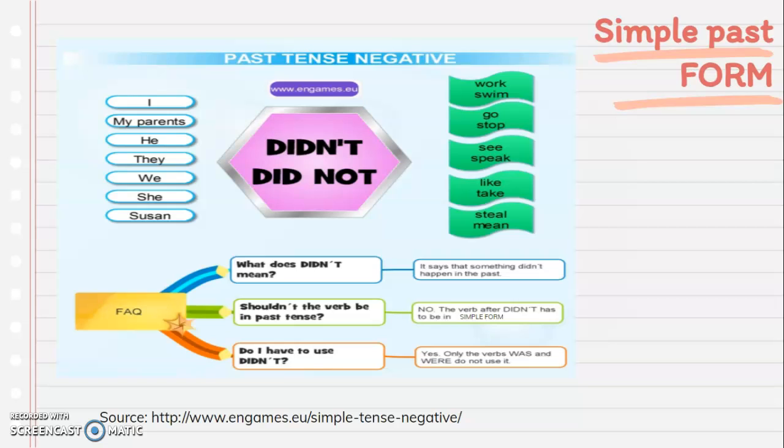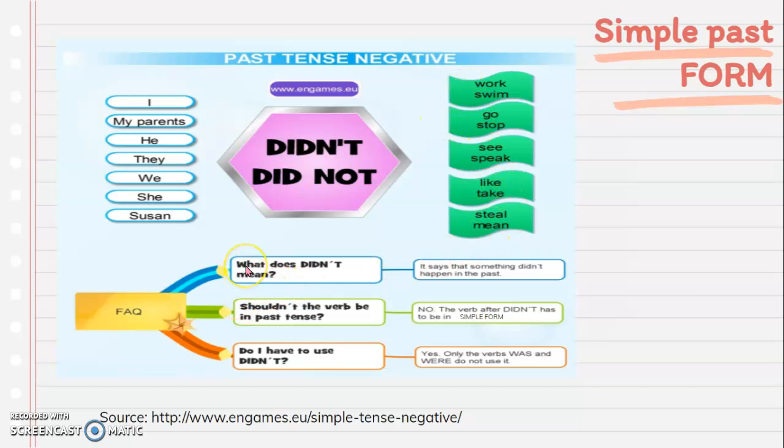How do we form the past in negative? We need a subject, the auxiliary didn't or did not, and a verb in simple form.